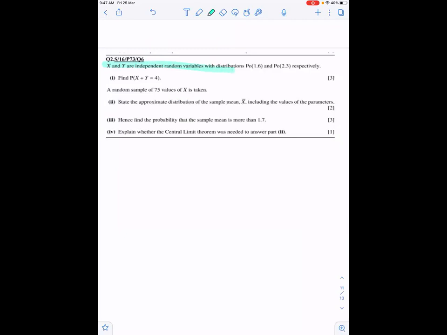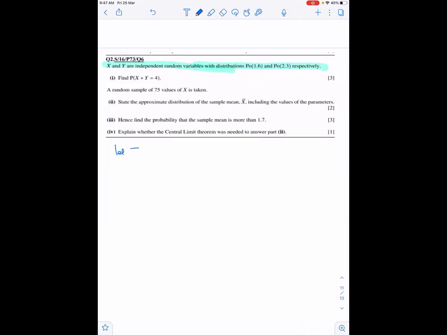X and Y are independent random variables with distributions. The distribution of X is this one, and this obviously is the mean. In Poisson there's just one parameter, the mean. And this is the distribution of Y. The mean of Y is 2.3. Find the probability that x plus y equals 4.